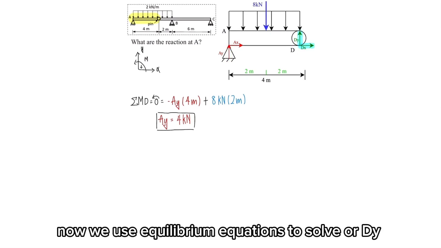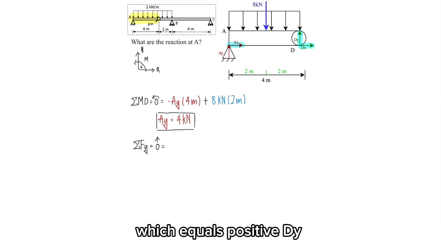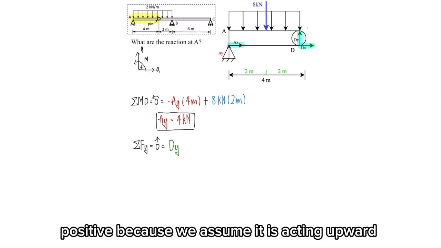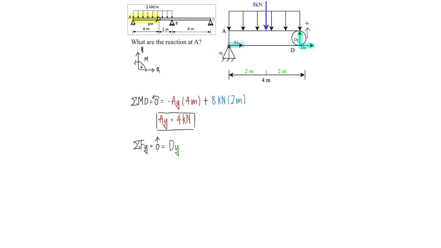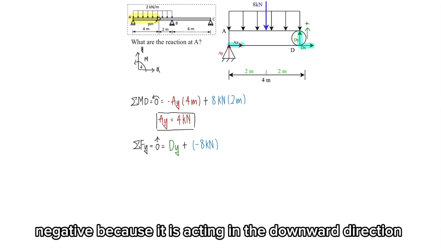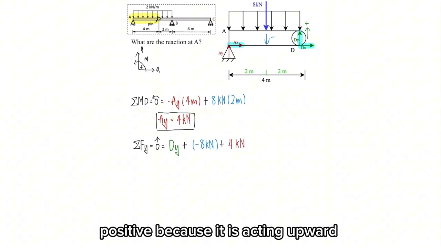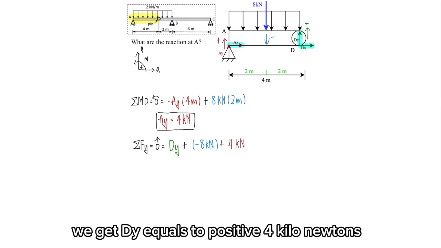Now we use equilibrium equations to solve for DY, DX, and AX. The net force in y direction must equal 0, which equals positive DY, positive because we assume it is acting upward, plus negative 8 kilonewtons, negative because it is acting in the downward direction, plus positive AY, which is 4 kilonewtons, positive because it is acting upward. We get DY equals positive 4 kilonewtons.